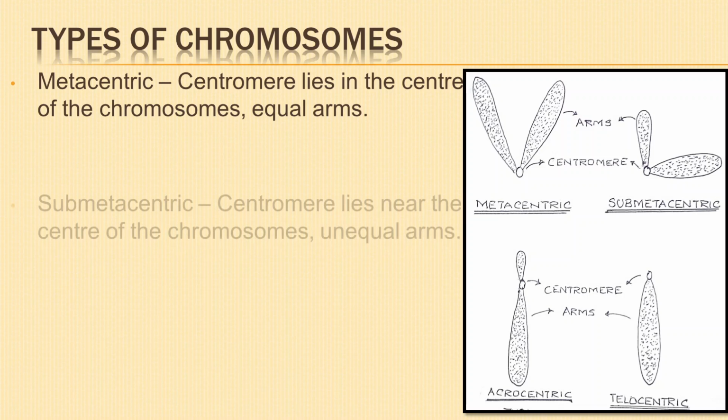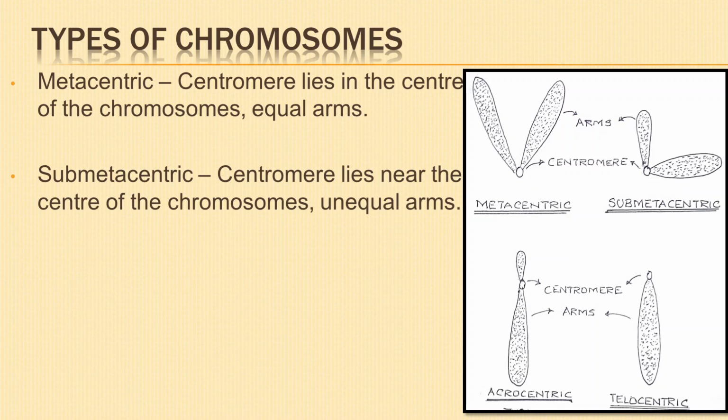Second, sub-metacentric chromosome. Chromosomes have arms of unequal length as the centromere lies near the center. It appears L-shaped in anaphase.